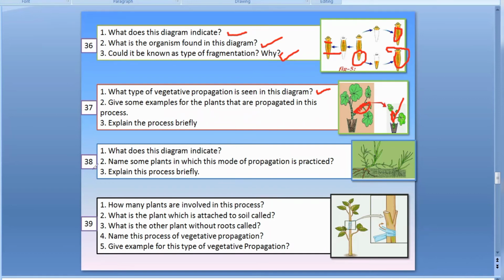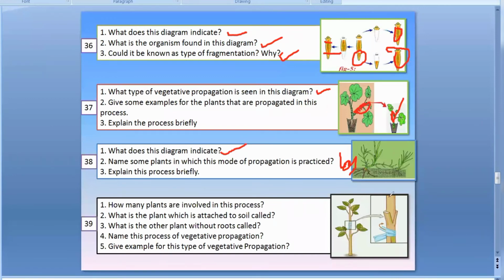And next, 38. What does this diagram indicate? This diagram indicates layering. Examples: Nerium and Jasmine. This is a vegetative propagation method, layering. So layering is followed in which plants? Nerium and Jasmine.